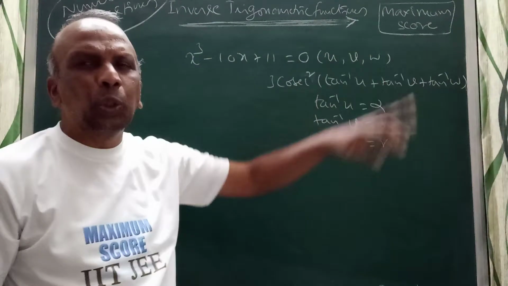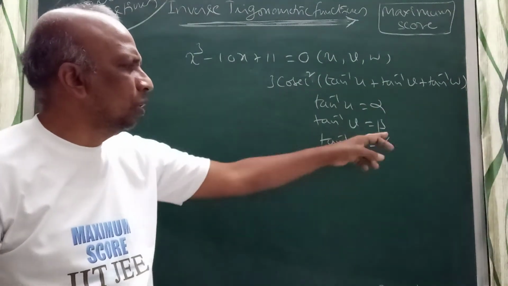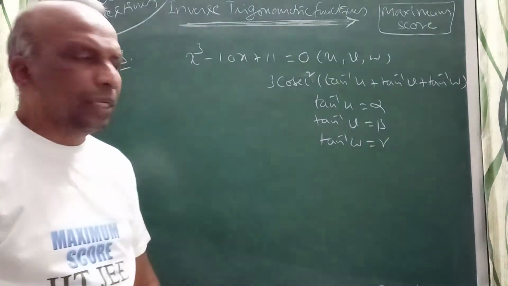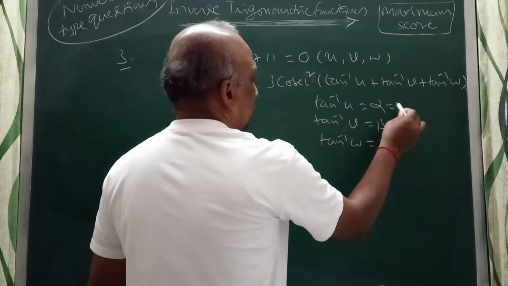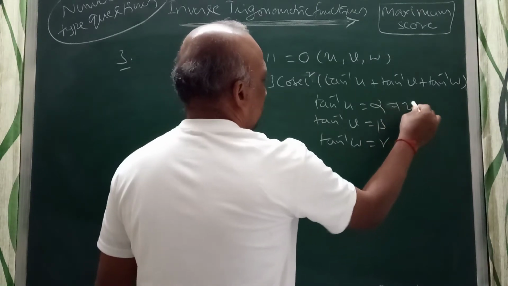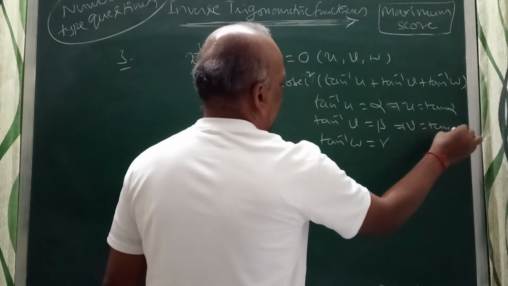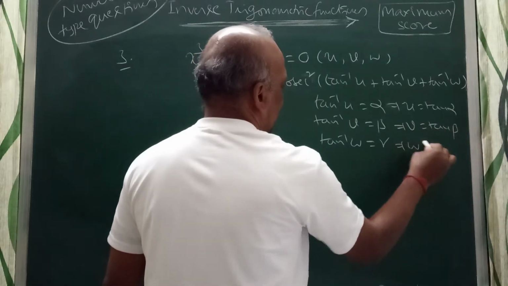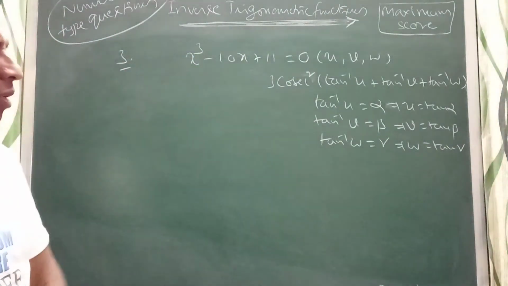Then u is equal to tan alpha, v is equal to tan beta, and w is equal to tan gamma, right? It will come like this.